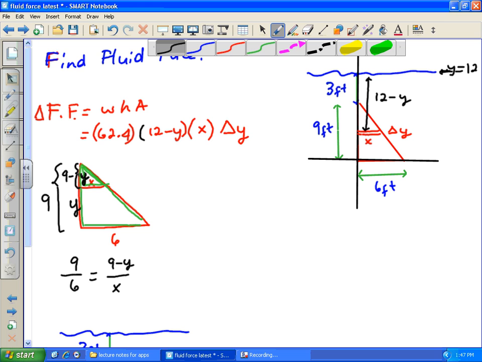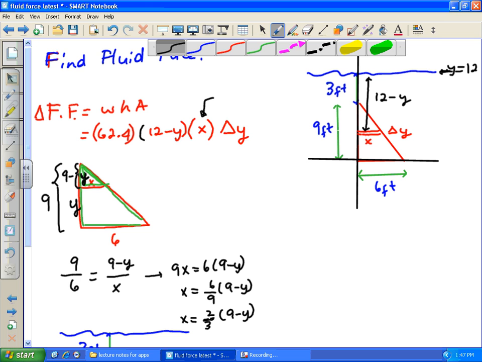So if I solve for x from here, I get 9x is equal to 6 times (9 minus y), and then divide both sides by 9. In simplified form, I get 2/3 times the quantity (9 minus y). So this is what we should place in for x here. And the 2/3 can be factored outside. Then we can finish the problem from there. It's not going to be that hard.